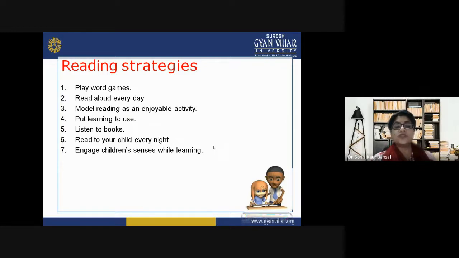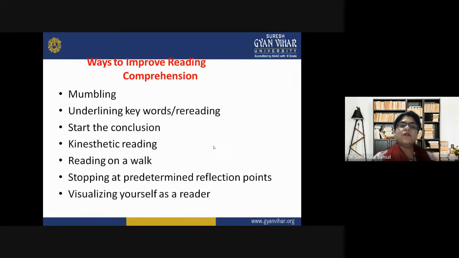Then read to your child every night. Read a short story book or anything with very good content to be delivered to your child. So start developing this habit since childhood. Then you may engage children's senses while learning. So it's also very important. Now ways to improve reading comprehension are as below.